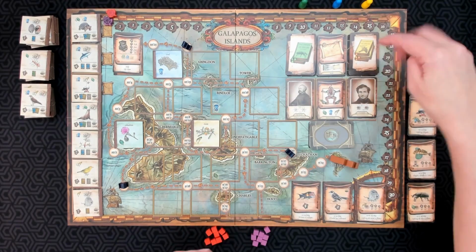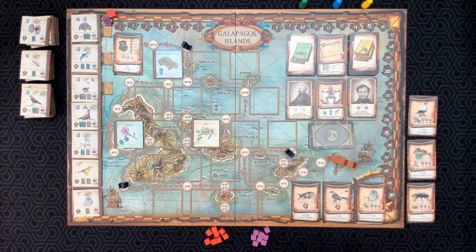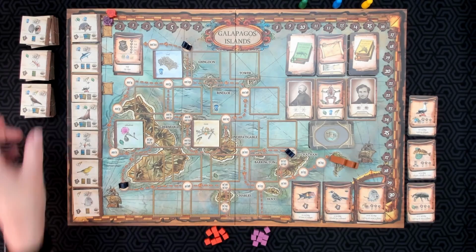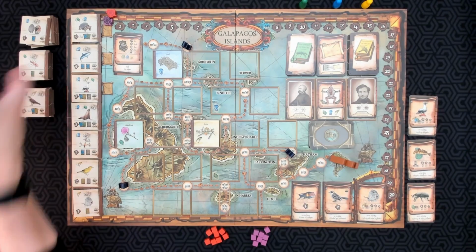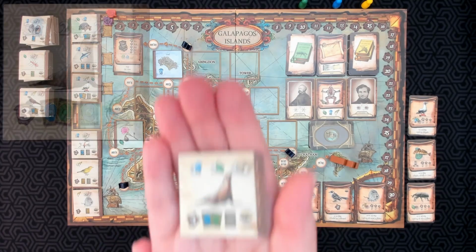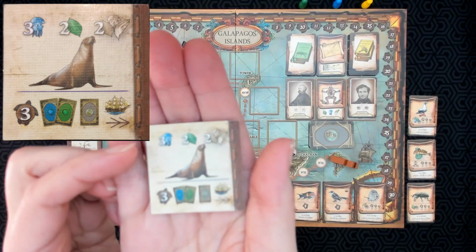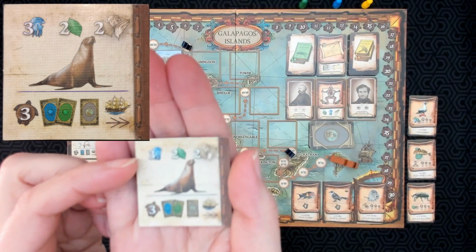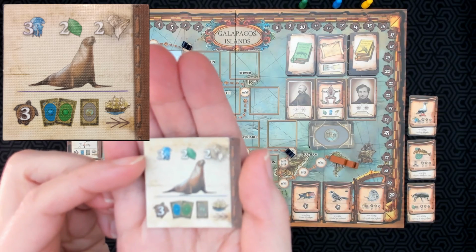So these are our yellow-backed cards, our blue-backed cards, and our green-backed cards. All right, I think that means we are ready to go. Maybe the last thing I'll do is just point out the anatomy of one of these tiles. So what I'm looking to do is collect enough resources to pay this amount that's across the top.